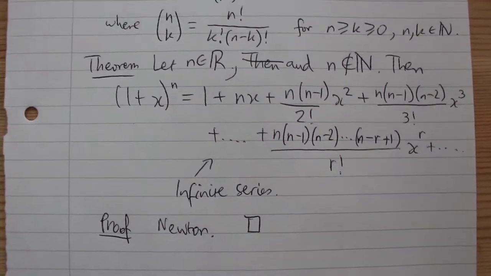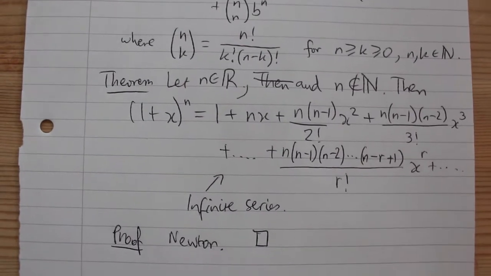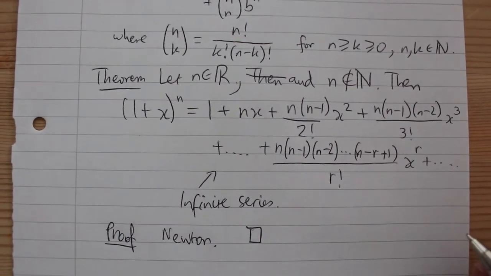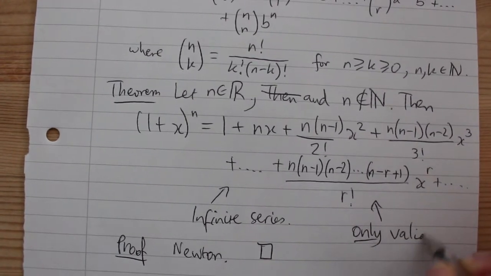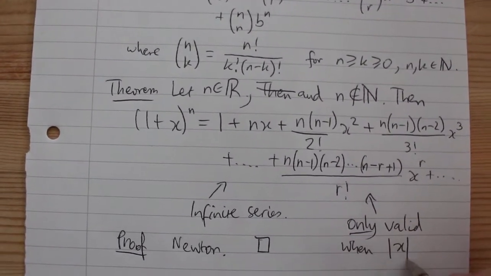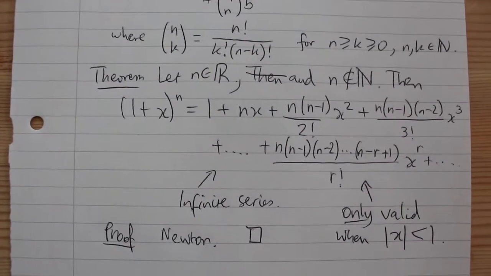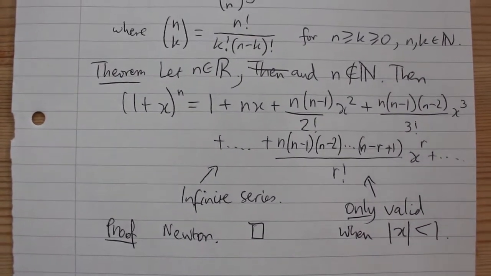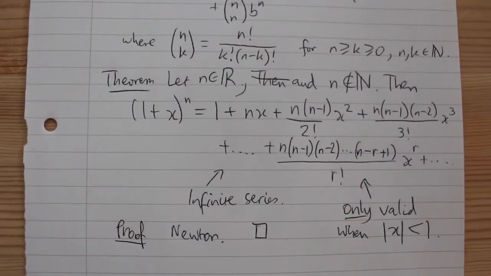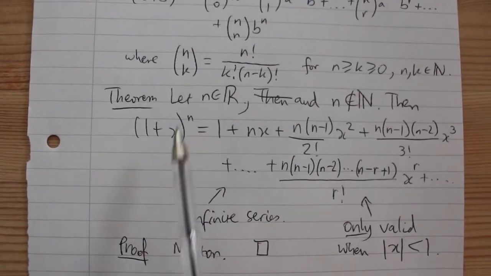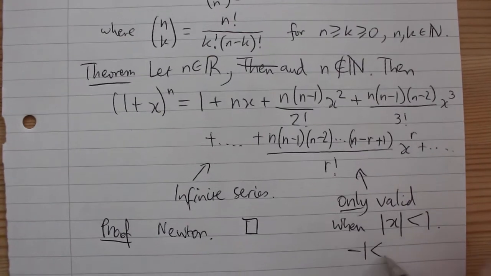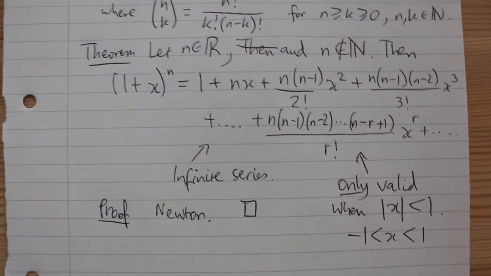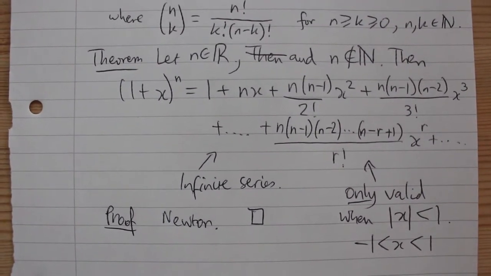The other comment to make about this series is it's not always valid. This is only valid when the modulus of x is less than 1. So this series is only valid if we have something of the form 1 plus x to the n, where n is not a natural number. It's only valid if this number x is between minus 1 and 1. That's what it means for the modulus of x to be less than 1.